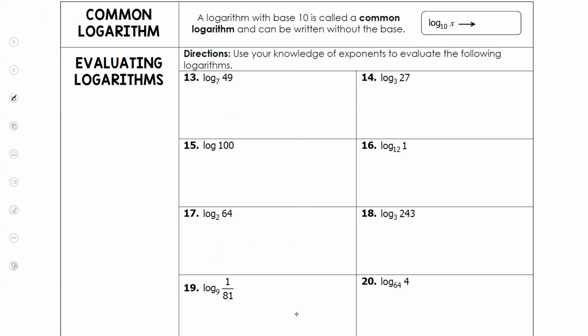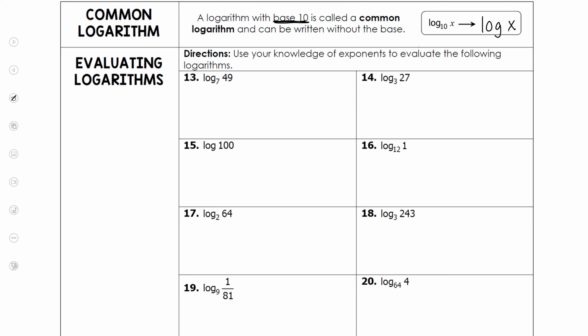All right, so a common logarithm. We call a log with a base 10 the common logarithm. And it can be written without the base. So oftentimes you'll just see it as log x instead of log base 10 of x. So the common log is base 10 and you don't have to write the 10.